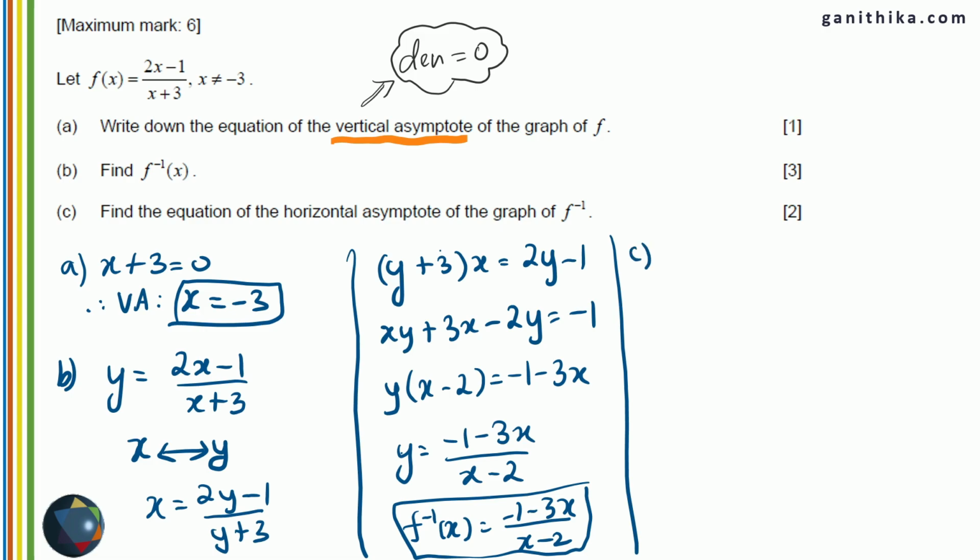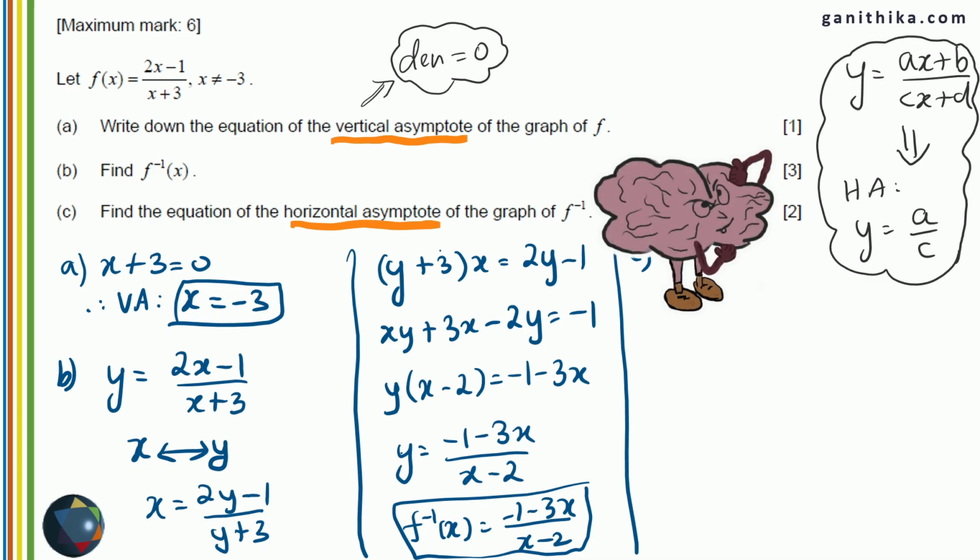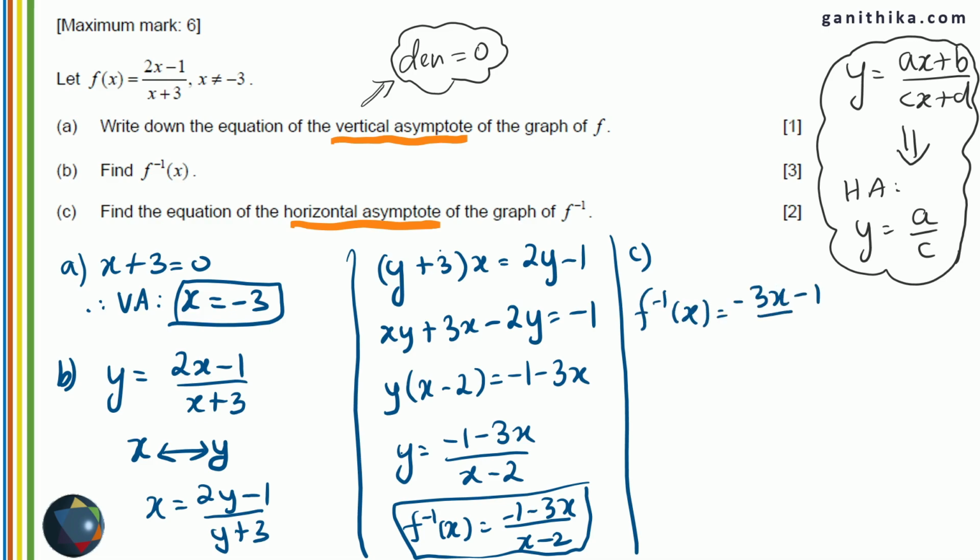And going for question C, horizontal asymptote again, but you already know the formula for horizontal asymptote for rational functions. If the rational function is of the form ax plus b over cx plus d, the horizontal asymptote is y is equal to a over c, the coefficient of x in the numerator divided by the coefficient of x in the denominator. You should have learned this in this chapter already. We are just going to use this formula here.